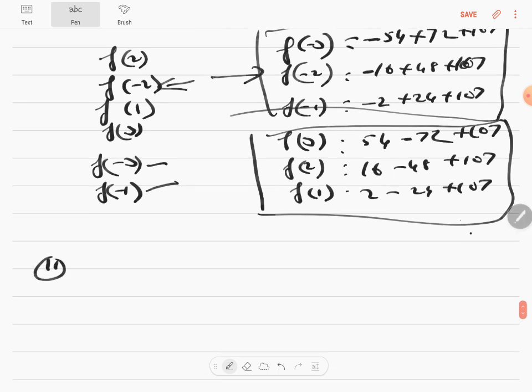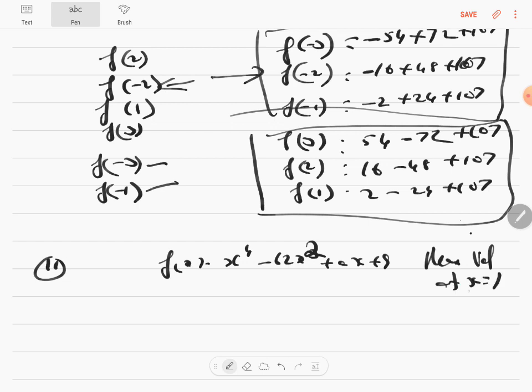What is the question? The function itself is x to the power 4 minus 62 x squared plus ax plus 9, and it attains the maximum value at x is equal to 1. It becomes a maximum value at x is equal to 1.